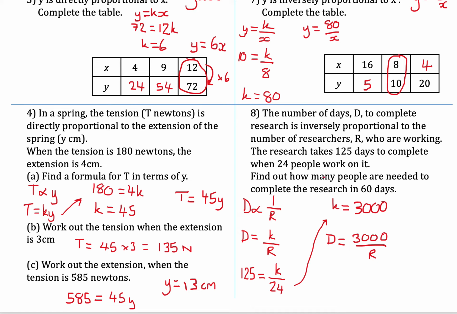And then the question says, find out how many people are needed to complete the research in 60 days. So we're told that D is 60. And we're trying to work out R. Okay, we can swap these over. In other words, we can times by R and then divide by 60. Okay, we can cross off a 0 here that they both have in common. 300 divided by 6 would give 50.